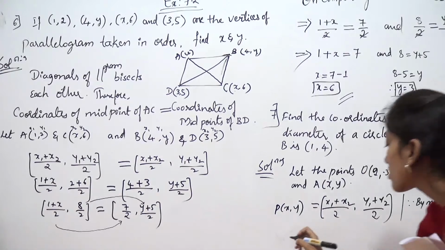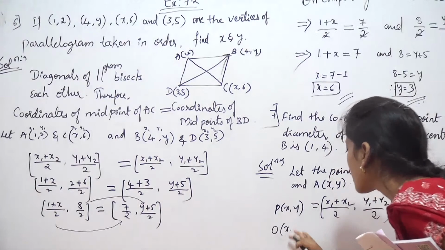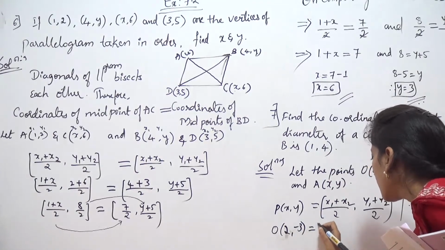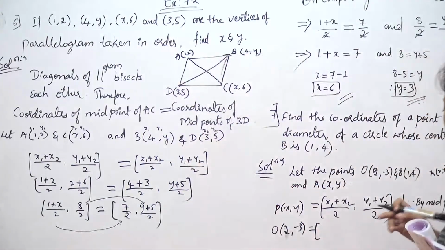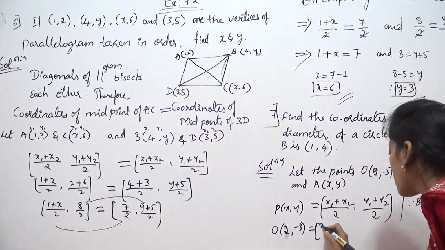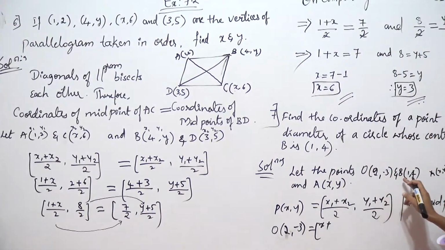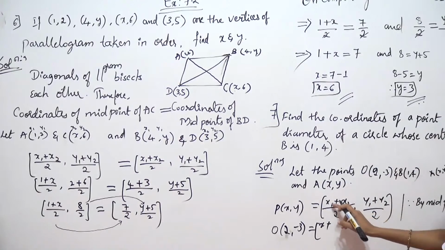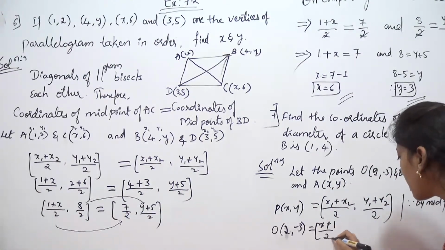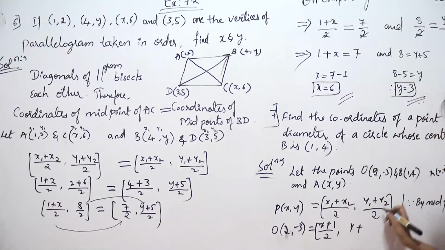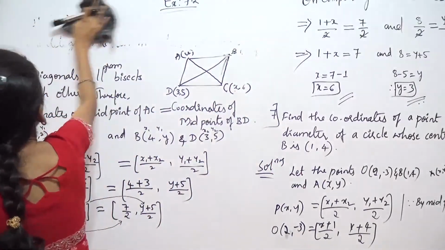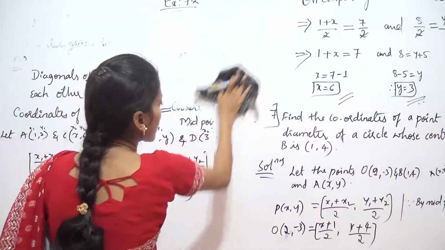Okay, by the midpoint formula, instead of taking values for the origin, we will take the values here, that is (2, -3), which equals the midpoint. What are x1 and x2 here? In this A and B, x1 is x, x2 is 1, divided by 2; y1 is y plus y2 is 4, divided by 2. Okay. So what will be the next step?